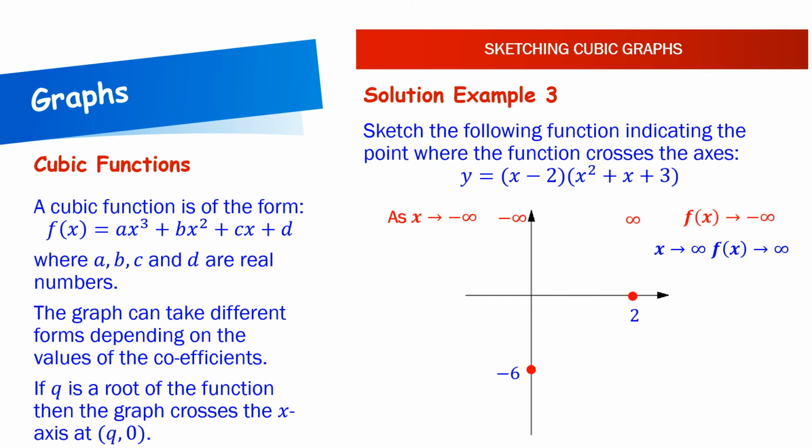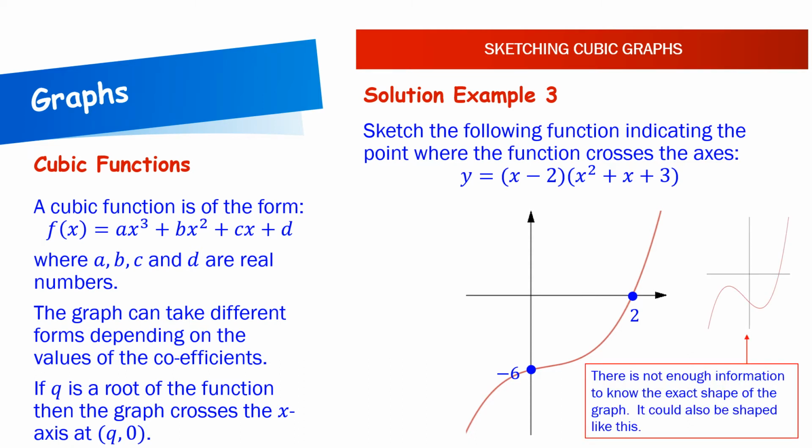And therefore, when we multiply, so x minus 2 times this quadratic, we have that f of x tends to minus infinity. And so if we incorporate these points and we sketch our graph, we should obtain something like this. However, we do need to add something here. There is not enough information to know the exact shape of the graph, and it could be shaped something like the one shown on the right-hand side of the screen.